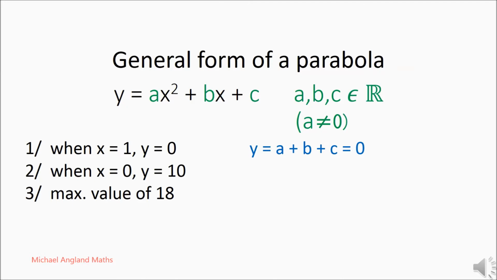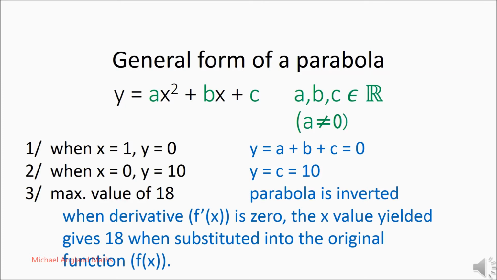Now, getting back to the first condition, what this tells us, if x equals 1 and y equals 0, then the equation of ax squared plus bx plus c reduces to a plus b plus c being equal to 0. Going back to the second condition, when x equals 0, y equals 10, this reduces to, when we substitute x equals 0 into the equation, y is equal to c, which is equal to 10. So straight away we have a value for c.